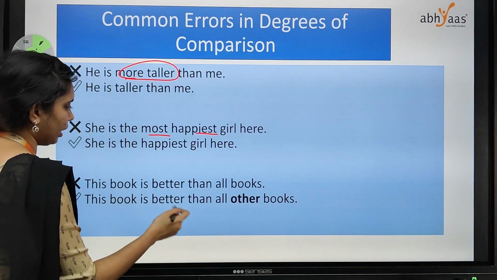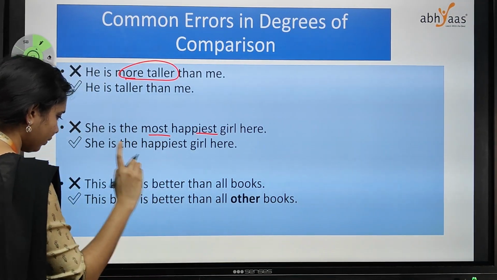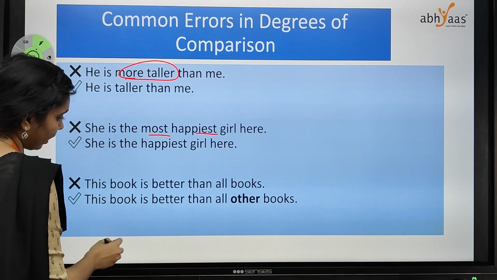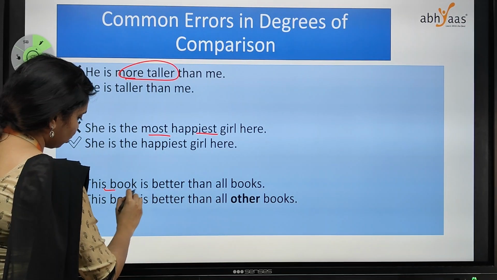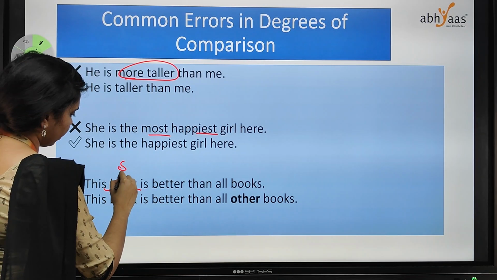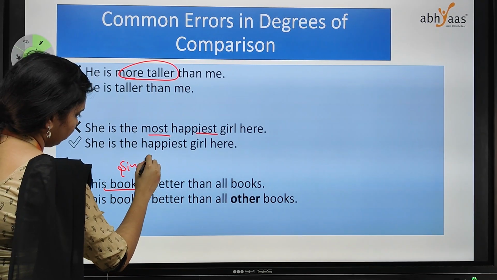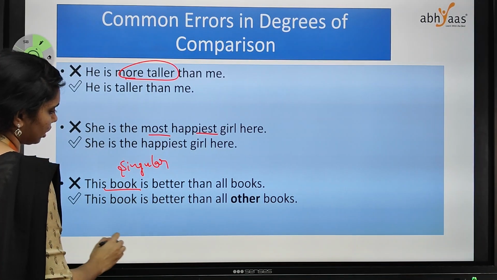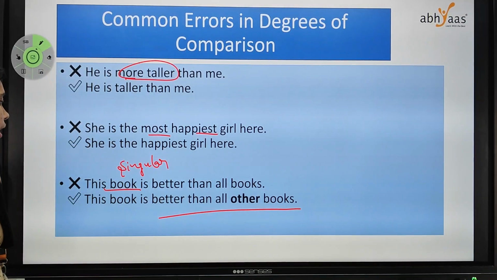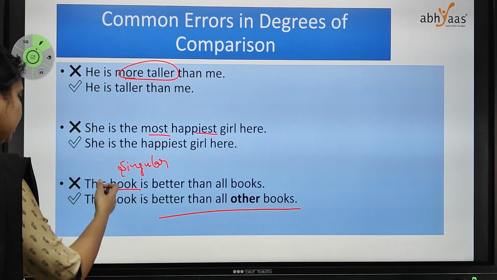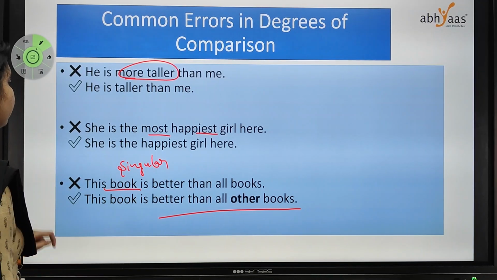Next, this book is better than all other books. See, we have learned that only when it is in the plural form, you can go with all. But when it comes to this book, which is singular, what do you have to use here? You have to say that this book is better than any other book, because that is singular which is present here, right?